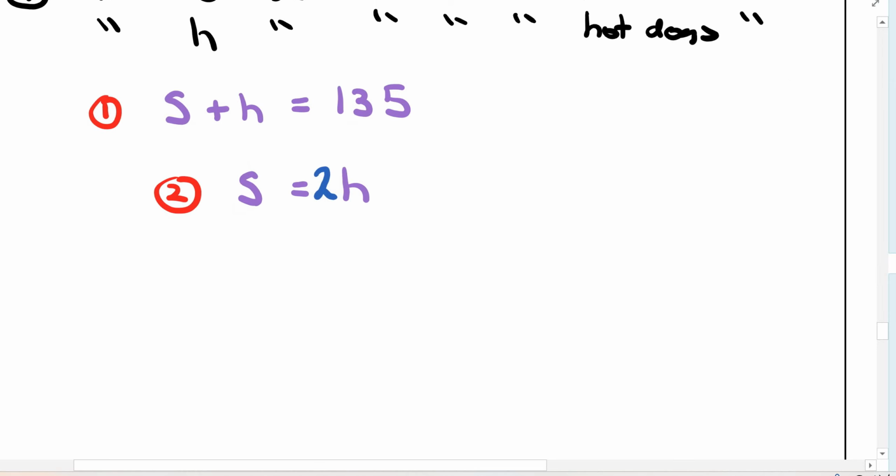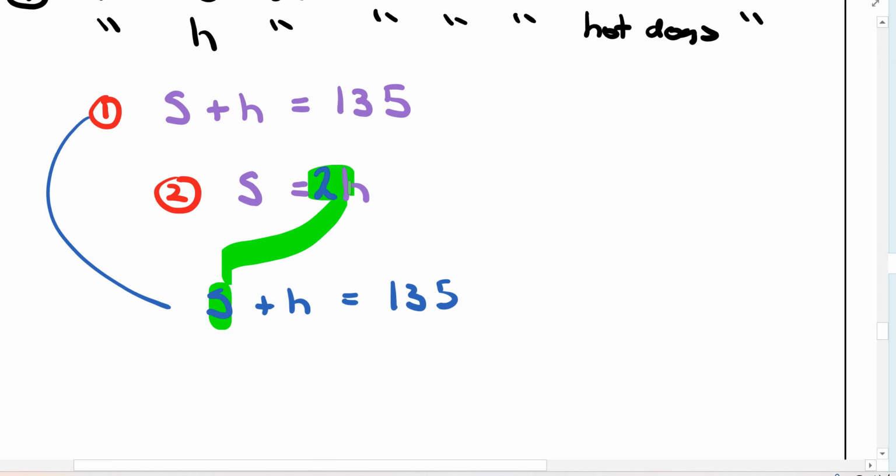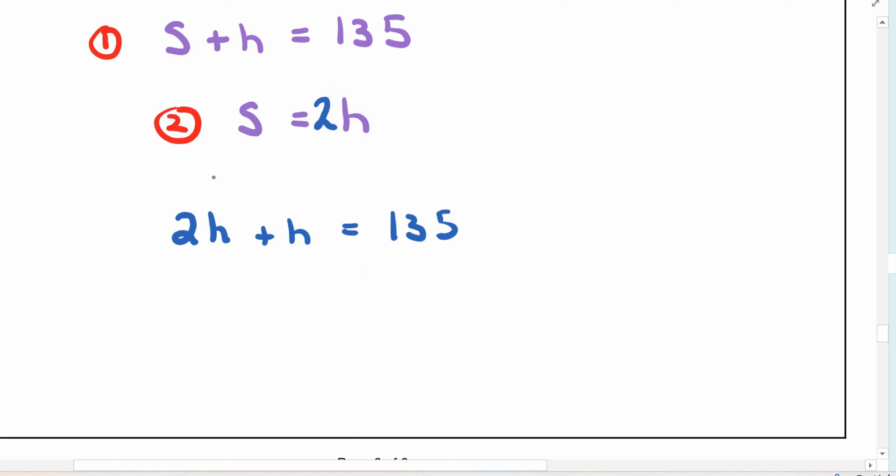Now, equation number 2 looks easier because S has been isolated already, S equals 2H. So if I rewrite equation number 1 here, S plus H equals 135, we're going to substitute this S with 2H. Okay, so if we do that, let's just erase this now. Instead of writing S, we'll write 2H. All right. And 2H plus H is going to be 3H equals 135. And then we can divide both sides by 3.